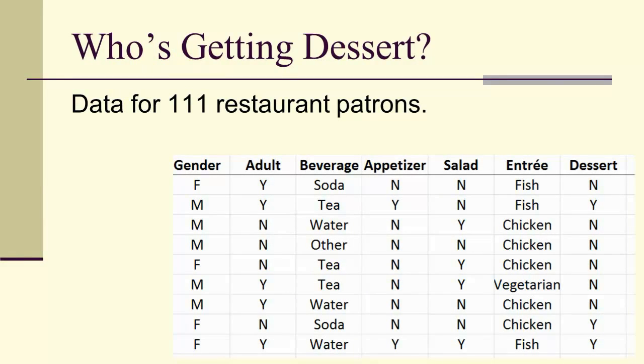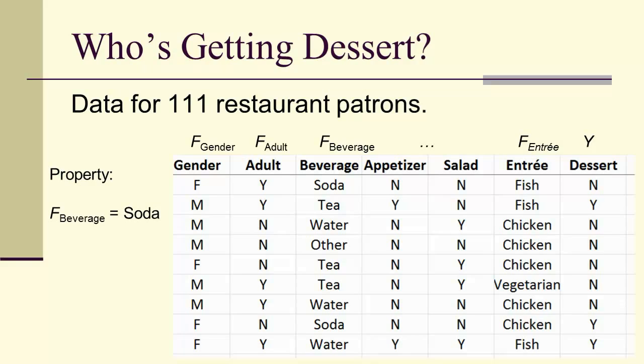So for example, let's go back to our who's getting dessert data. We had data for 111 restaurant patrons. We had features, and the properties of those features that we use to try to predict whether or not they would get dessert, our class Y. We'll look at the features subscripted by the names of these categories. And let's look at this property F beverage equals soda, for instance. So notice that here we have two instances where a patron gets soda.